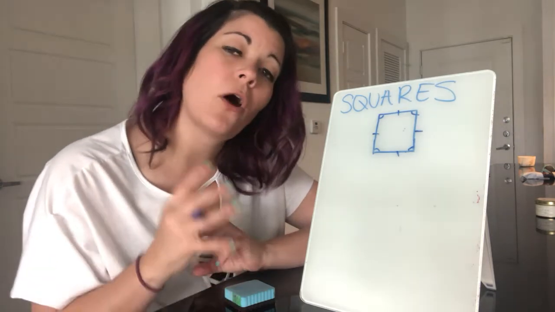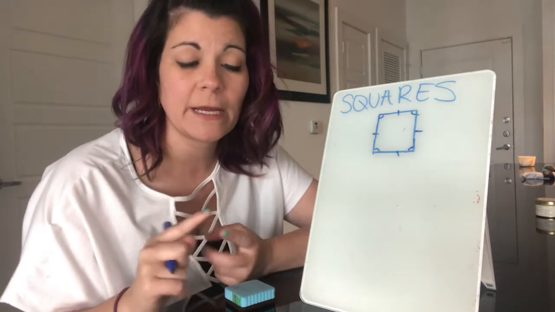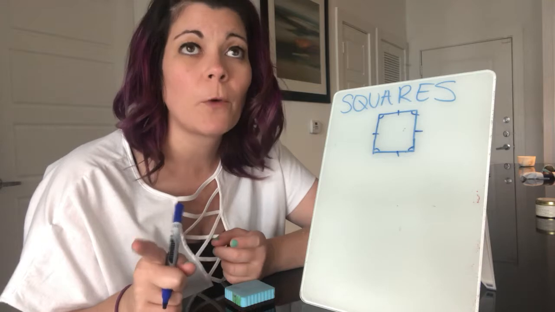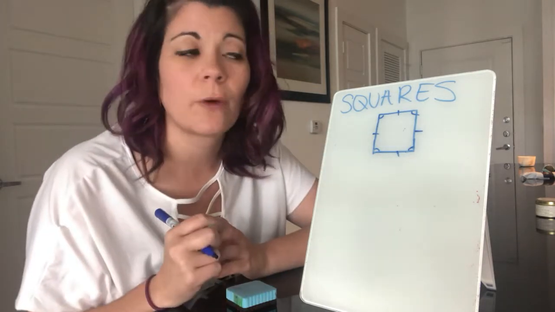So a square has all the properties of a parallelogram and a rhombus. If you haven't watched the parallelogram video or the rhombus video, please go and watch that first, okay? Because all those properties apply to squares too.